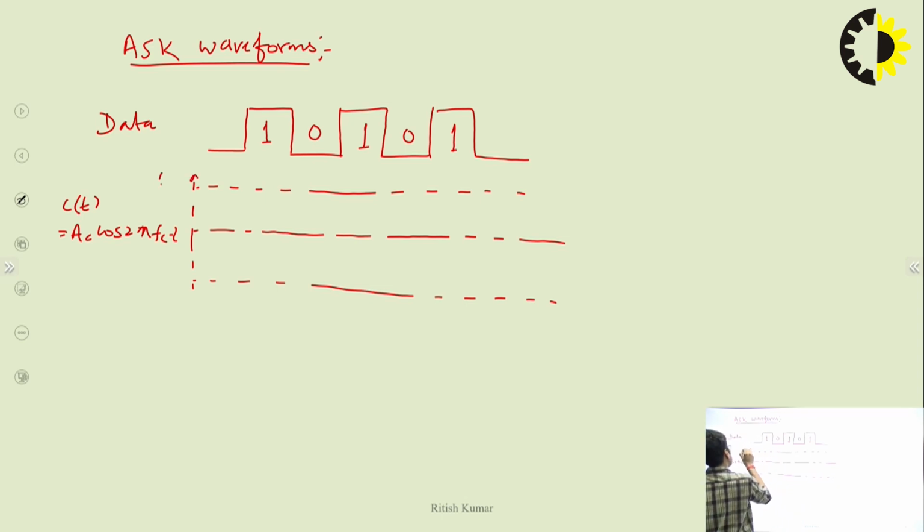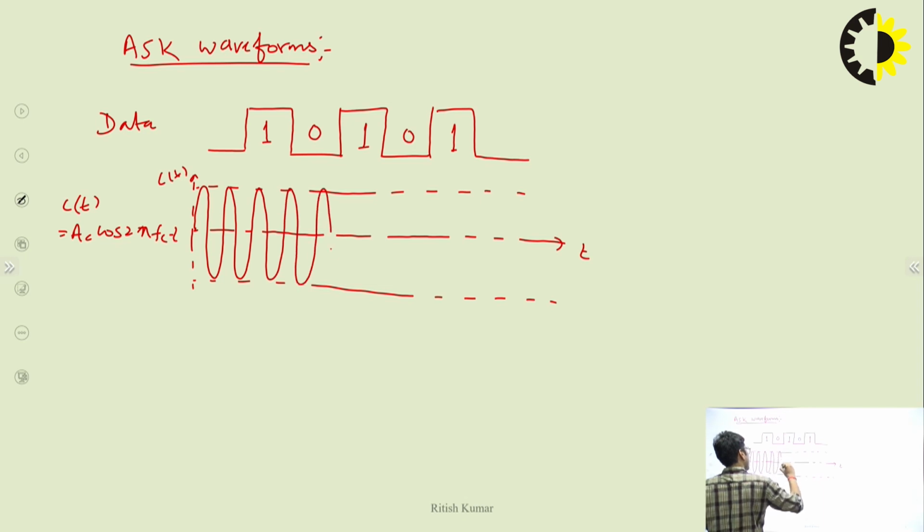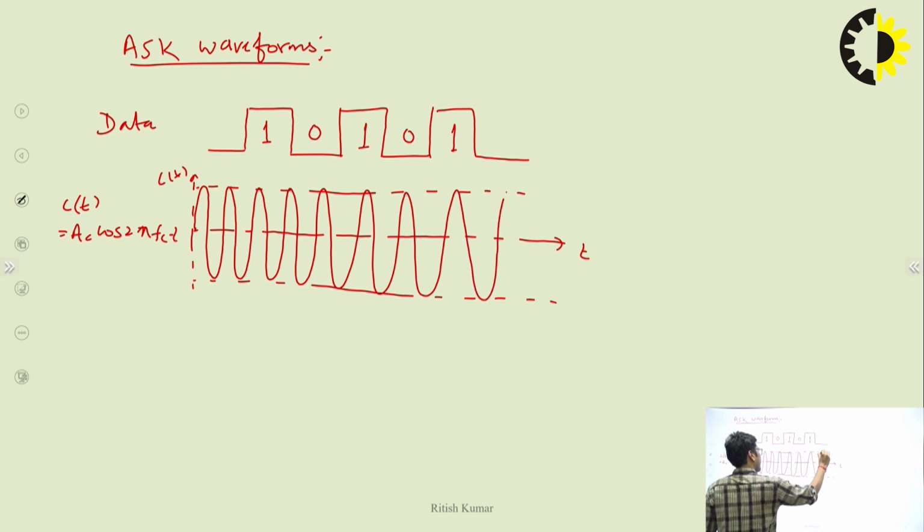This one is CT and T, right? So I am drawing the carrier signal here. This one is the high frequency signal, that is known as carrier signal.